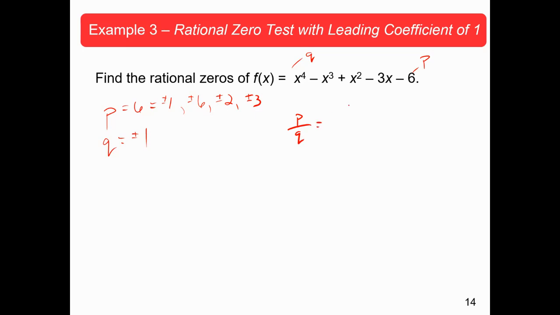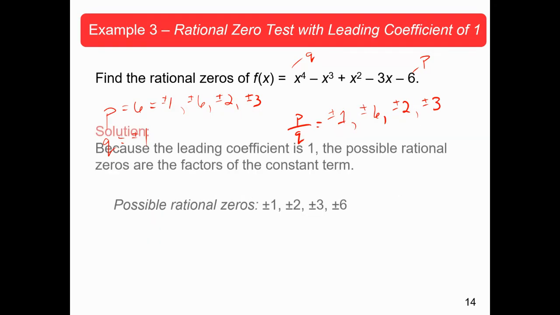So I could have, let's write this out, 1 over 1 plus or minus, which is a 1. And then I could have 6 over 1, which is 6. I can have 2 over 1, which is 2. And I can have 3 over 1, which is just 3. So I have 4 possible zeros, and those can be further tested out.